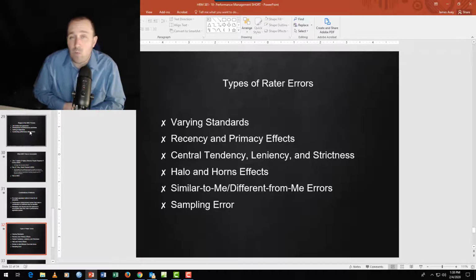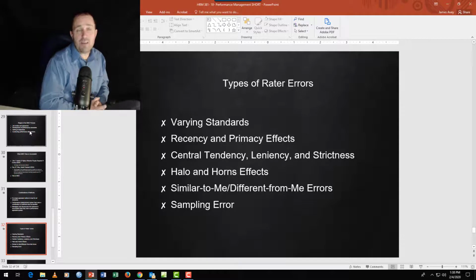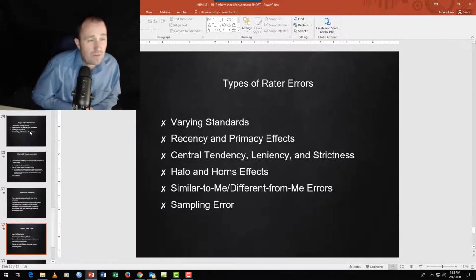Leniency bias is, on a scale of 1 to 5, I put everybody at 4 and 5. I put everybody high because, gosh, I just love everybody. Most of the time, not all the time, but most of the time, that's a manager who is trying to avoid conflict, trying to be maybe professionally savvy, but trying to avoid conflict and hurt feelings and work for themselves.